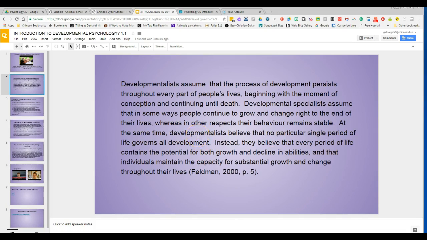So these periods of development are conception, prenatal, infancy, childhood, middle childhood, adolescence, and adulthood. And what they're saying is that no particular one governs all of development. So we don't all develop in our childhood, or we don't all develop in our adulthood. Who we are today and who we are when we die will be a combination of periods of development right from conception, is what they're saying.